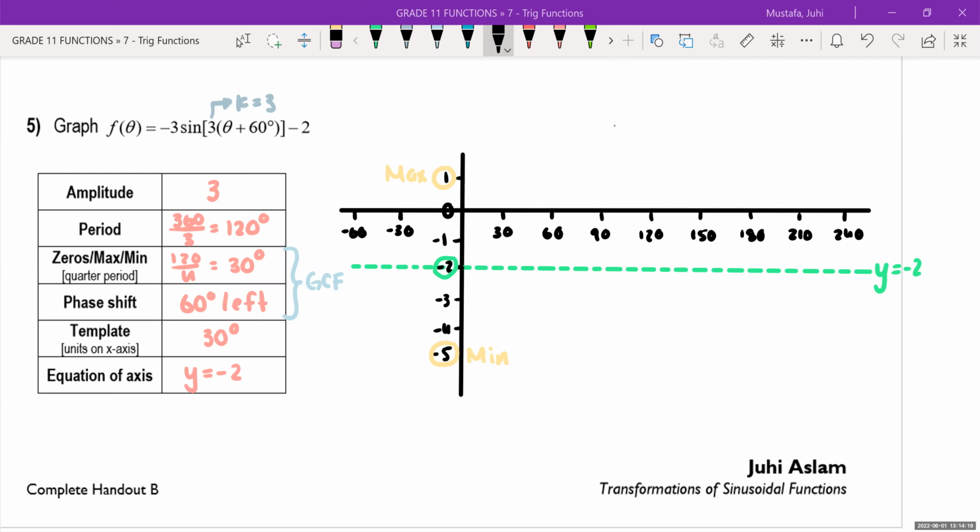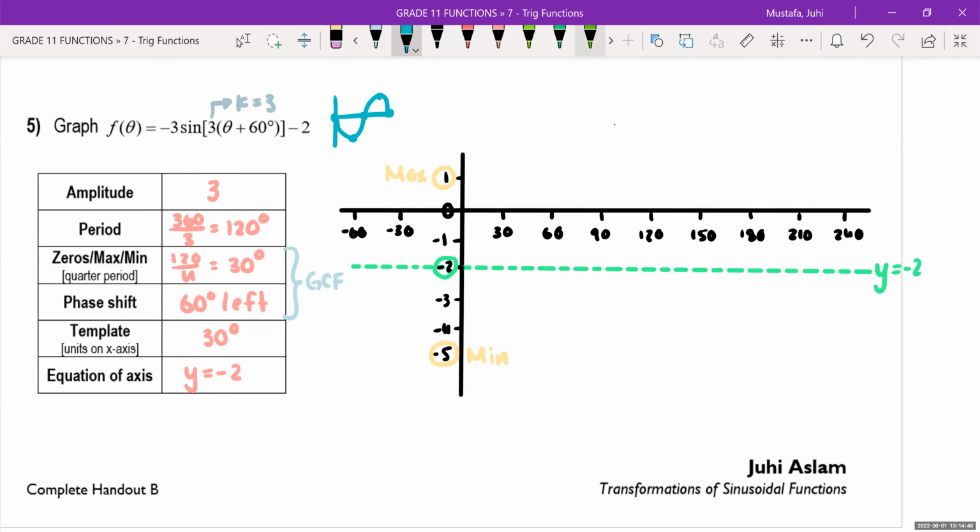I do a little bit of an extra step in this, actually, no, I don't have to do an extra step. It is a negative sine theta graph. What does that mean? The shape of this graph is going to look like this. So I'm going to begin at my 0, which is not going to be a 0 because there's a phase shift. Then I'm going to go to my minimum. Then I'm going to go back to the equation of axis, the maximum, and then back to the equation of axis.